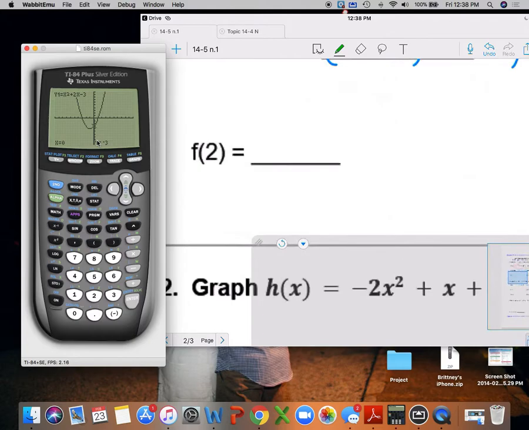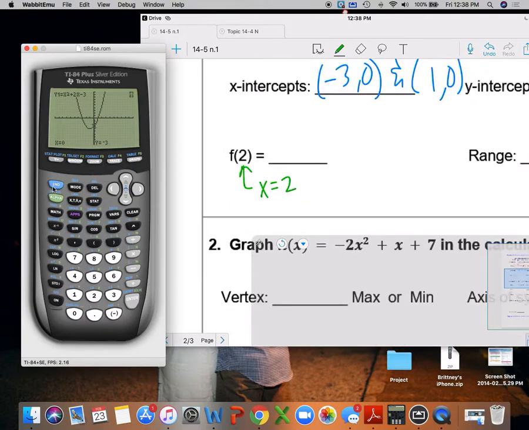All right. Now this one is asking us for f of 2. 2 on the inside is an x value, so we can use those steps again. Second trace value. When x is 2, I want to know what y is, and y is 5. Alternatively, we've done this before, you can go to the table and scroll: when x is 2, y is 5.